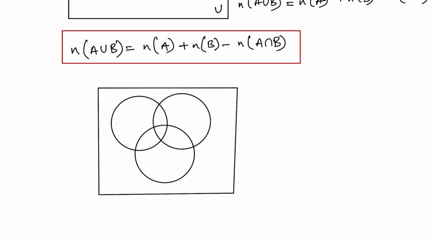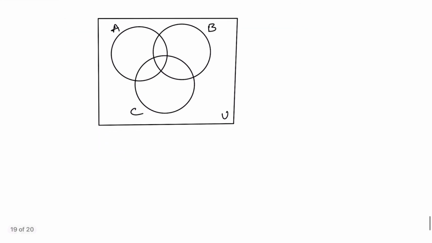Okay, these are three sets. This is set A, set B, and set C. This is the universal set. There is a formula for three sets also, because there are questions where three sets have been given to you. How many elements are there in the first set? How many elements in the second set? How many elements in the third set? All these things will be given to you, and we have to find certain things.